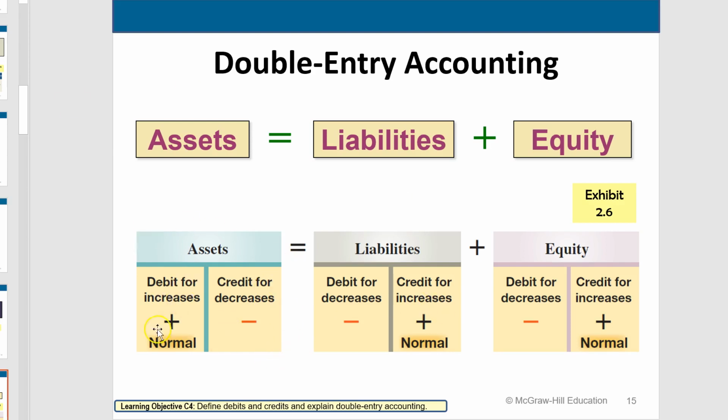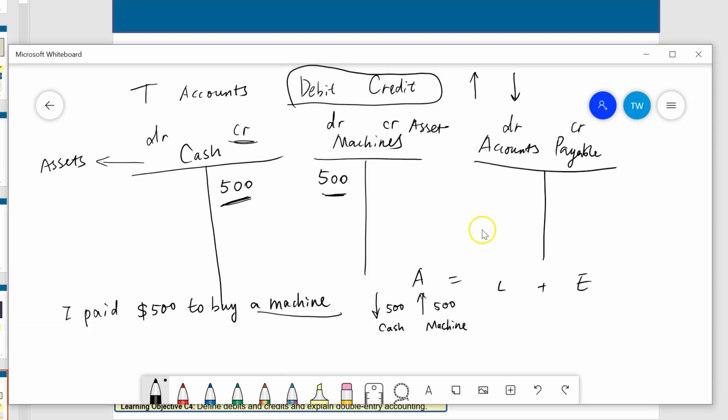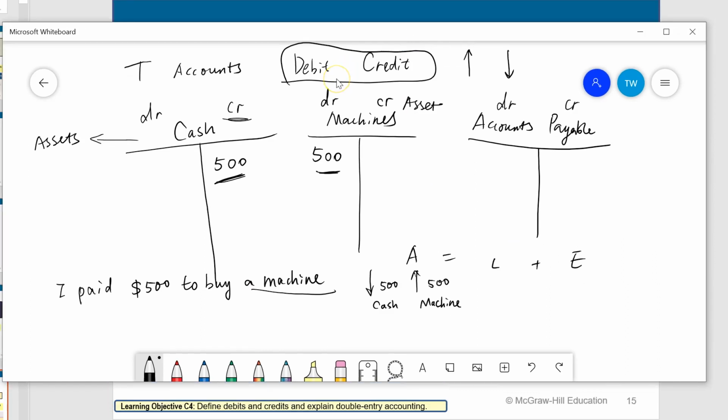So how do they change? In a nutshell, it changes like this. For all assets, we show the increase on the debit side and the decrease on the credit side. For liabilities, it's the opposite. If we increase a liability, we would show it on the credit side. And when we decrease a liability, we'll show it on the debit side. So let me give you an example. Let's say earlier when we bought this machine, we didn't pay cash.